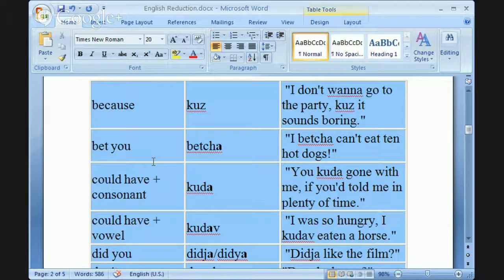Yeah. Okay. Now this is a very common kind of reduction right here. And this is systematic. Anytime we end with a T followed by U, it sounds like "cha." Betcha. You betcha. Don't ya wanna go? What ya doing? It sounds like Chinese. Don't tempt me to do my Chinese imitation.